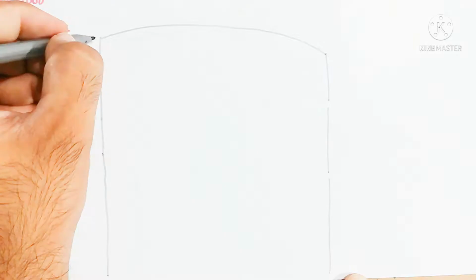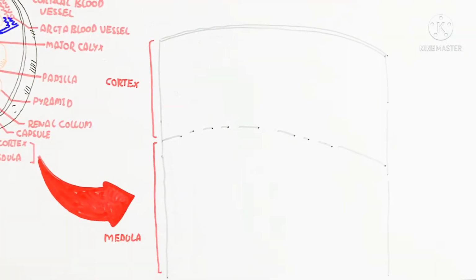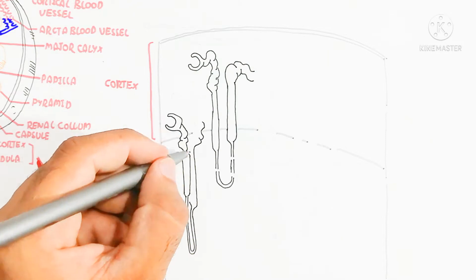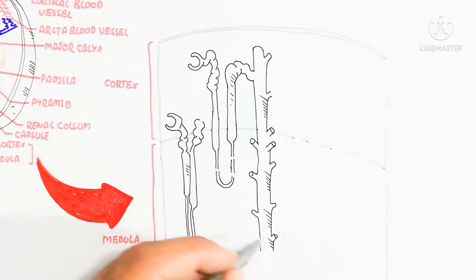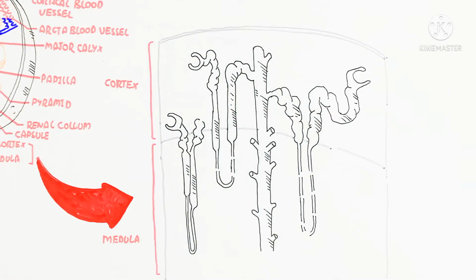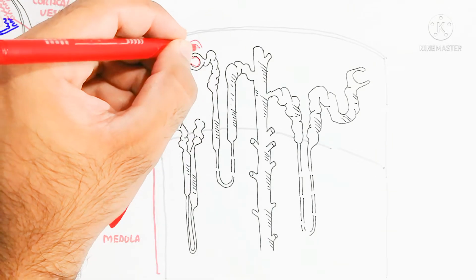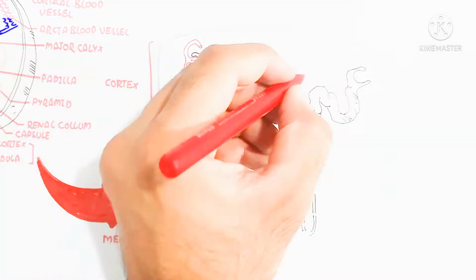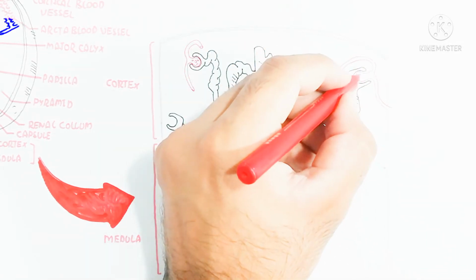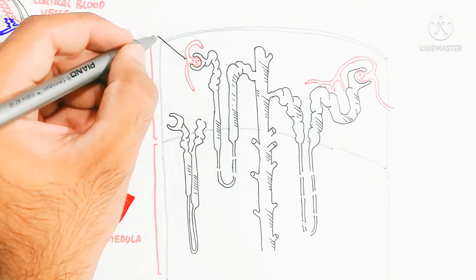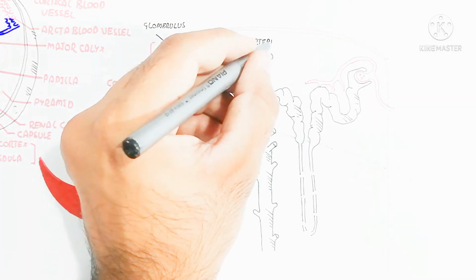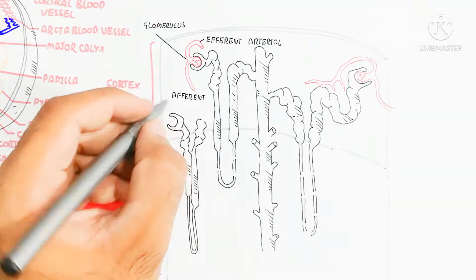Let's now look at a cross section to understand the nephron and where it is present. The nephron is the excretory unit of the kidney. A single kidney contains 1 million nephrons. Here is the glomerulus, and here is the collecting duct, which receives many nephrons. One collecting duct contains many nephrons and opens into the papilla.